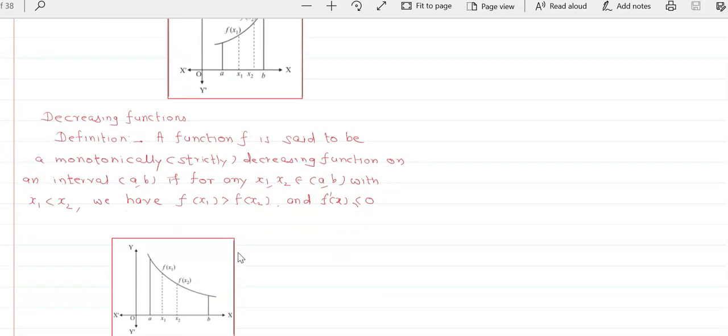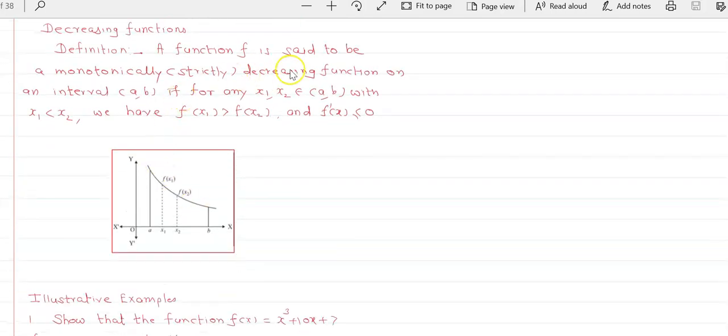Now what about the decreasing function? A function f is said to be monotonically, that is, strictly decreasing on an interval (a, b) if for any x1, x2 belonging to the open interval, with x1 less than x2. Now see this: here is x1 and here is x2. x1 is less than x2, but what is happening here? f of x1 is greater than f of x2, and f dash of x is less than or equal to 0, then the given function is a decreasing function.